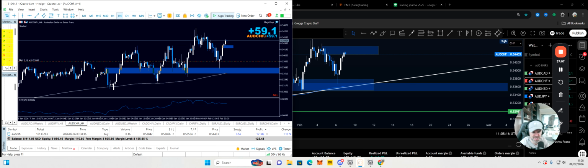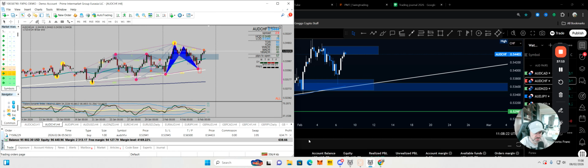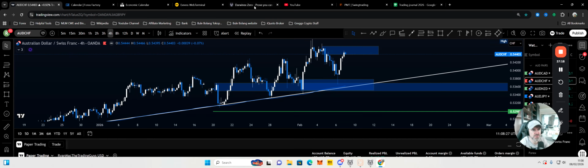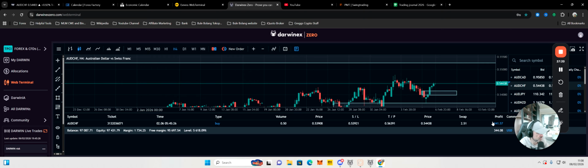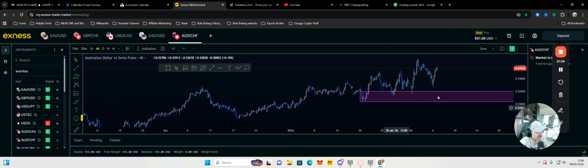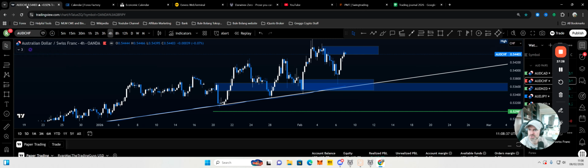I've now closed 80% of this trade, so that's a 20% runner. I've done it on all accounts here. I've got it on here, on this one here, and on this one here. I didn't take it on my mate's little account. This is my mate's tiny account. He just wanted me to smash it for him.